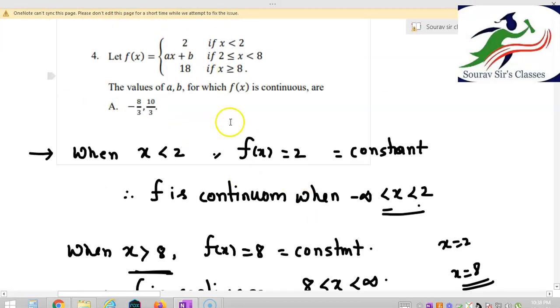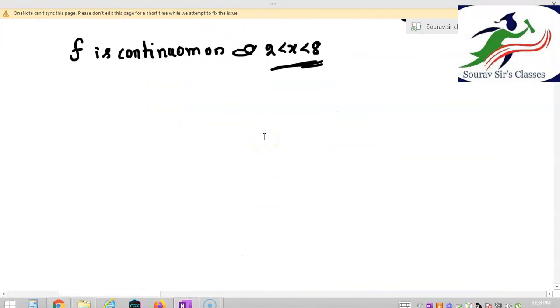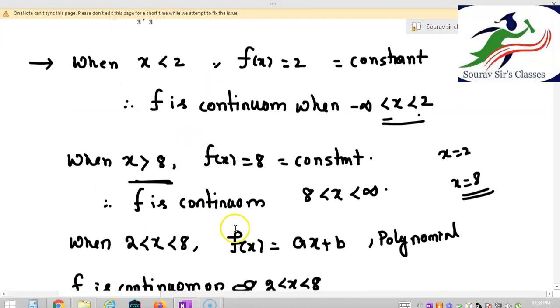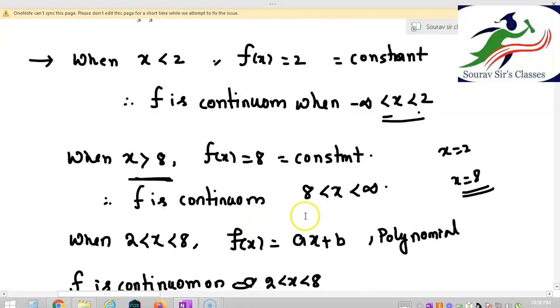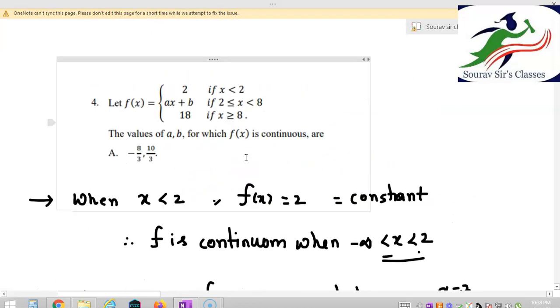Now it is given that the function is continuous, so f is also continuous at 2 and 8. So I am going to use this. Just a second, I am writing this f(x) is equal to 2, I think it was 18, right students? Just a second, let me check. Yeah, 2, ax plus b, and 18.